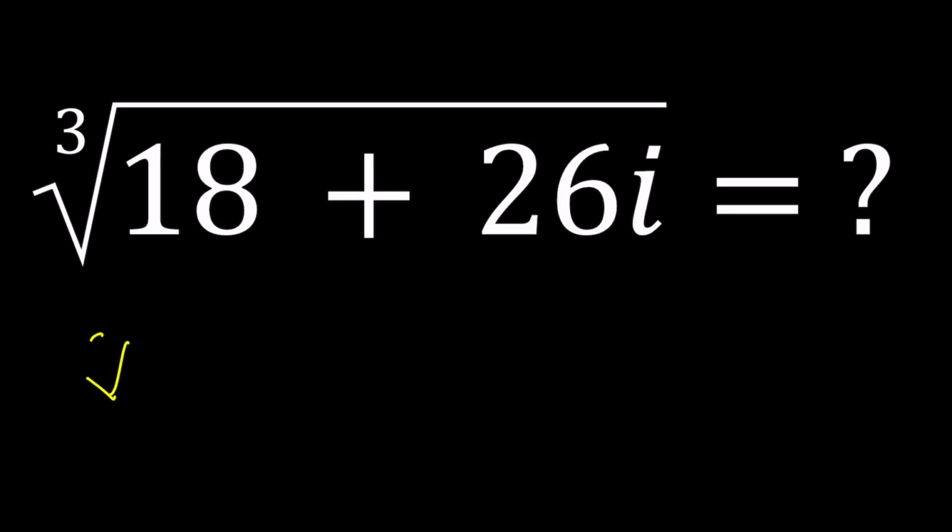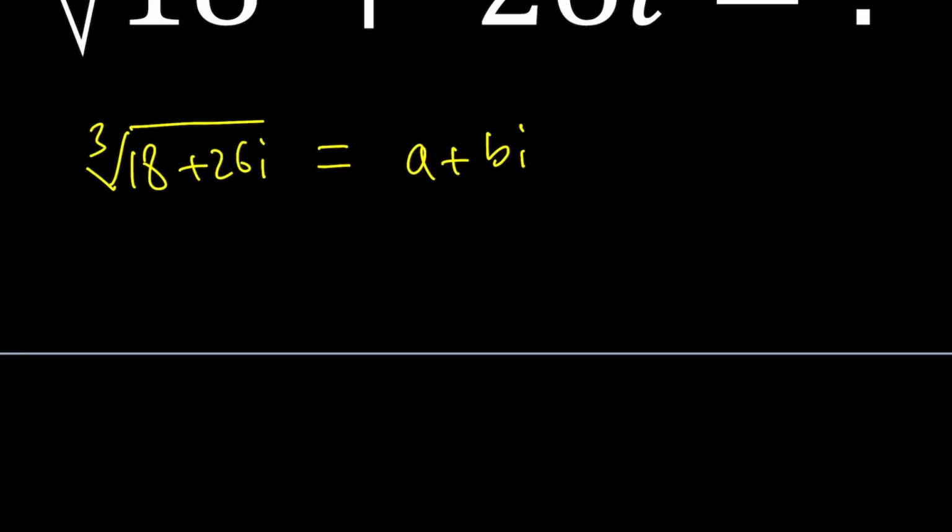We have the cube root of 18 plus 26i. We don't know what it is, and that's a complex number. At least we know that, right? Well, there are 3 of them, but let's just set this equal to a plus bi. I'm also going to show you some results from WolframAlpha, which I think is pretty interesting. But I think my solution is better.